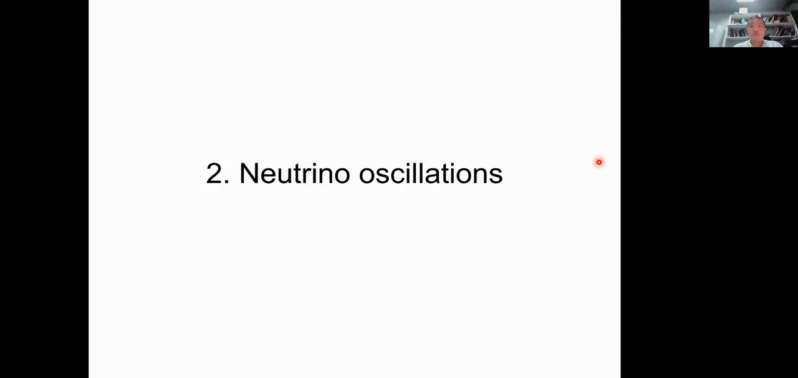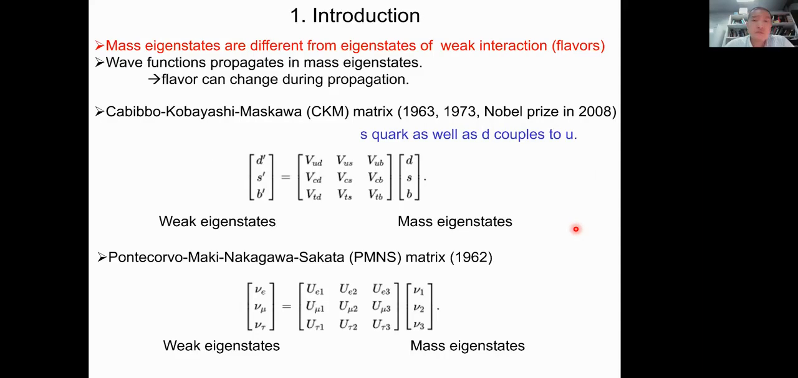Second, neutrino oscillations. One of the important neutrino properties is its flavor change. Let's see what neutrino oscillations are. For neutrinos, mass eigenstates are different from eigenstates of weak interaction. And wave functions propagate as a function of time in mass eigenstates. Associated with the propagation in mass eigenstates, flavor can change during propagation.